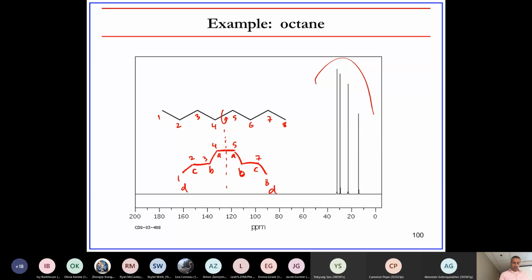Maybe another way to remember it is if you have an alkyl chain, doesn't matter how long it is, you can just start counting from the ends. The ends will always be the same if it's just a straight chain. And count inwards. A, B, C, D, D, C, B, A. This would have 5.